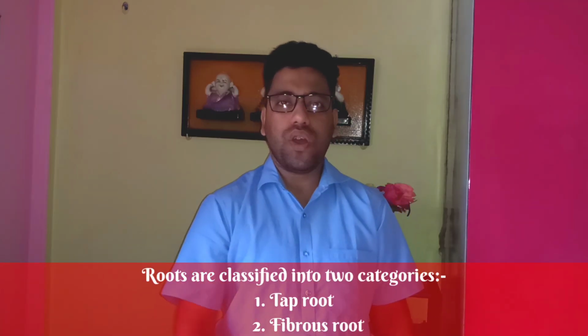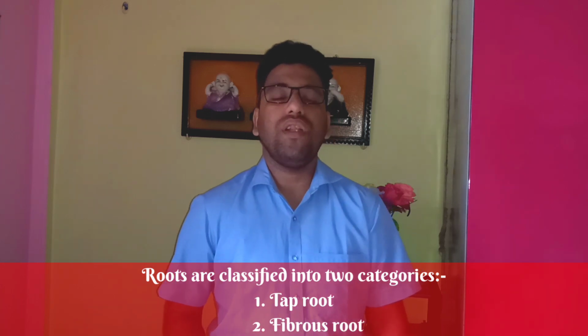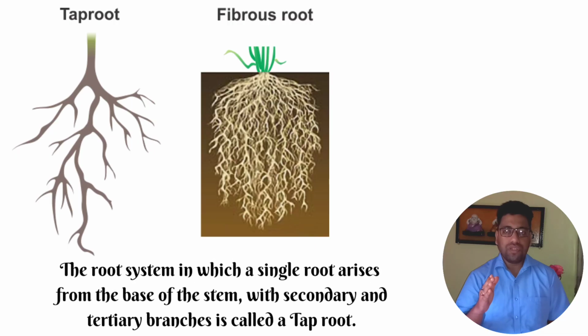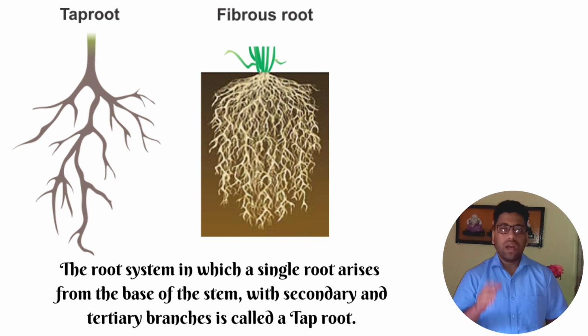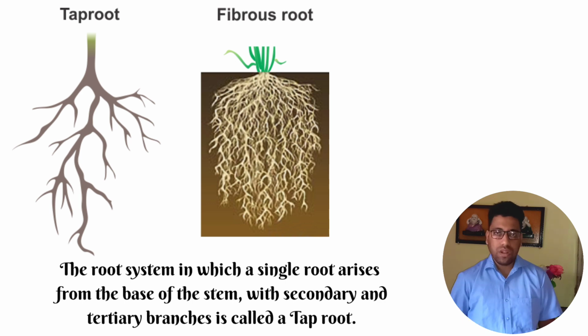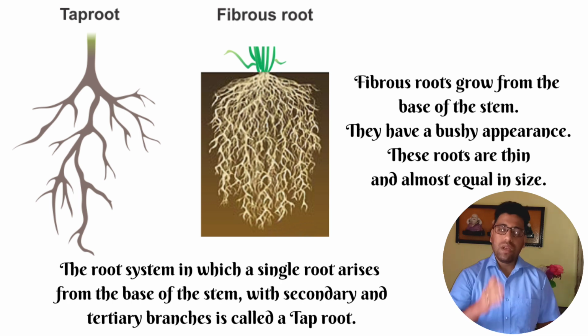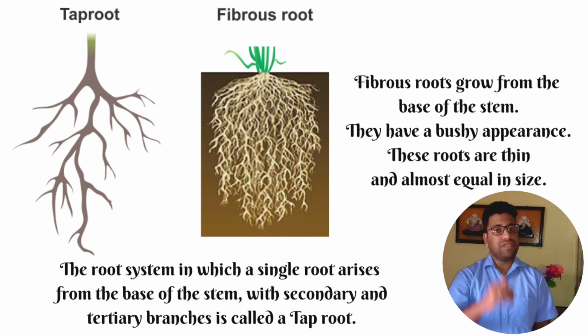Do you know that roots are classified into two categories? What are those categories? One is taproot and the other one is fibrous root. Okay, so what is called taproot? The root system in which a single root arises from the base of the stem with secondary and tertiary branches is called a taproot. Okay, and what is called fibrous root? Especially fibrous roots grow from the base of the stem. They have a bushy appearance as well, and these roots are thin and equal in size.